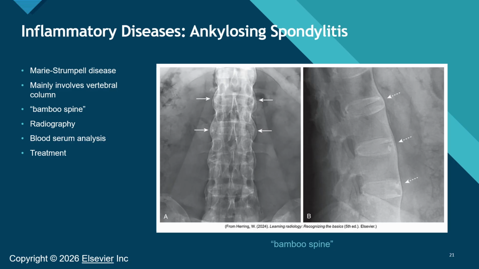Early signs and symptoms include a low-grade fever, fatigue, weight loss, anemia, low back pain, and morning stiffness. Radiographs demonstrate bilateral narrowing and fuzziness of the SI joints. The spine will be calcified and there will be ossification of the vertebral ligaments, giving off the impression of the bamboo spine. So like I said before, you can see that from the pictures here. They're looking like bamboo in the spine. Another way to test for this is blood serum analysis, and treatments for the disease are NSAIDs, therapeutic exercise, and postural training.